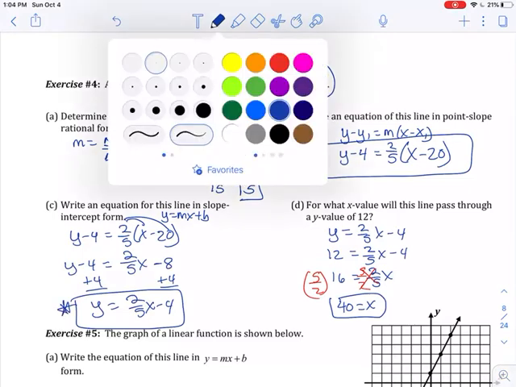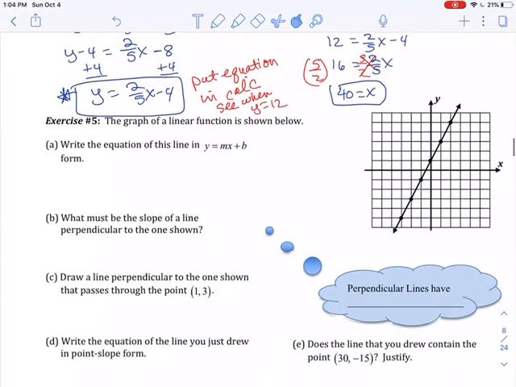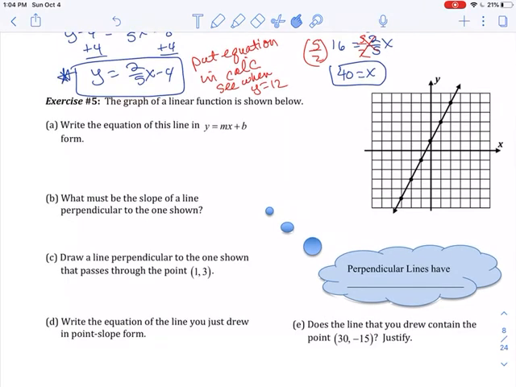Okay, you can also put that equation that I found, this equation right here, into the calculator. And then you can just see when is y equal to 12. So put it in the calculator, look at the table and see when y equals 12. That's another way that you could figure that out.